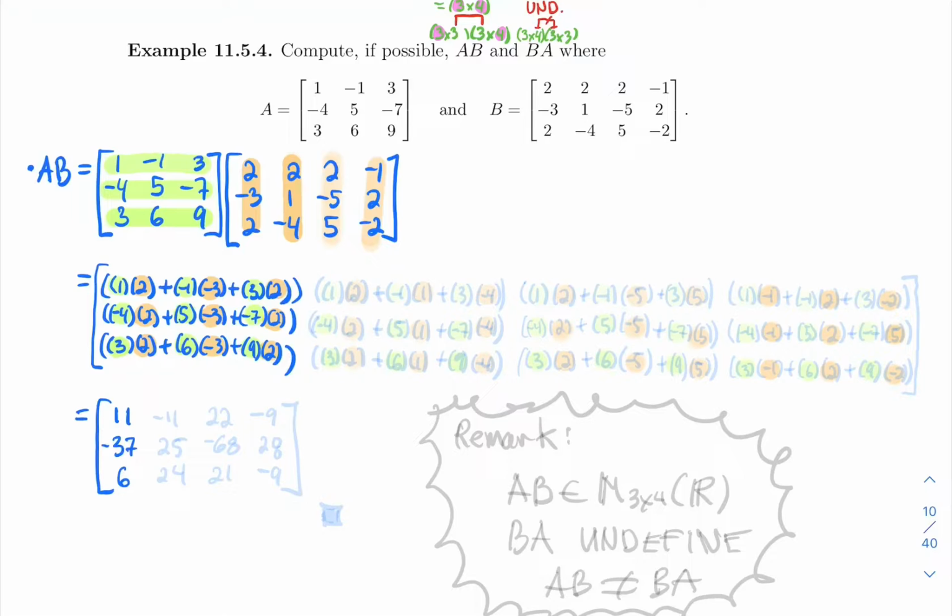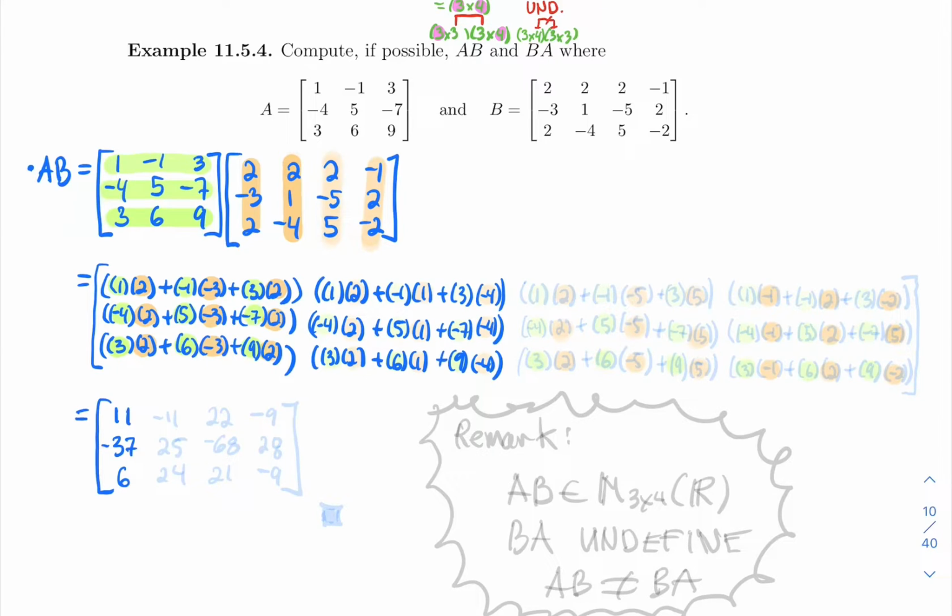So let's do it all since we have nothing else to do and our lives are just super boring at home. So here we have 1 times 2 plus minus 1 times 1 plus 3 times minus 4. So, and then we continue. So here for a second row, so I'm taking the second row of A, so you're going to get minus 4 times 2 plus 5 times 1 plus minus 7 times minus 4. And then the second row, doing the dot product with the second column, using the dot product with the third row, you're going to get 3 times 2 plus 6 times 1 plus 9 times minus 4.